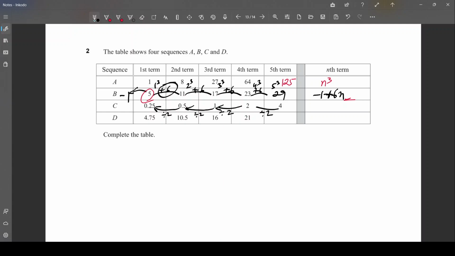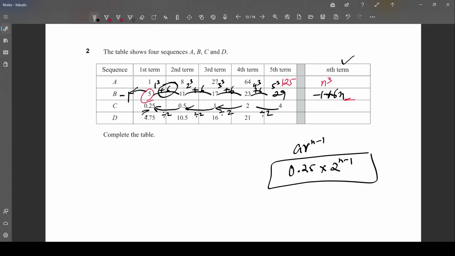So I will use the formula a r^(n-1) to find the nth term, because they are asking for the nth term. What is a? a is the first term, which is 0.25, correct? And r is the common ratio, that is 2, and n minus 1. So finally we land up with this answer: 0.25 times 2 raised to the power n minus 1. You can verify just by putting the value of n as 1, 2, 3, 4, and you will get the sequence.